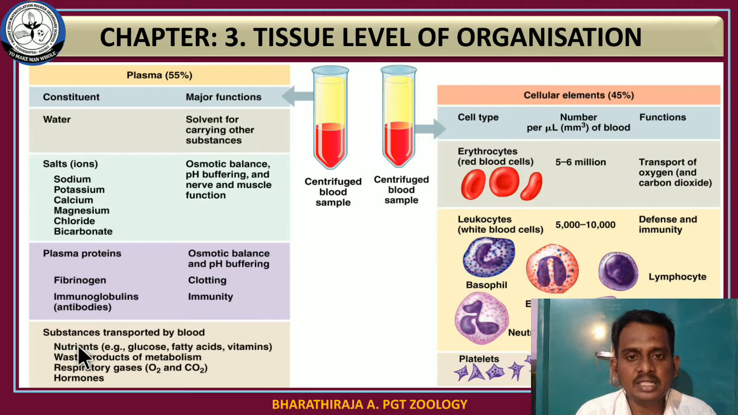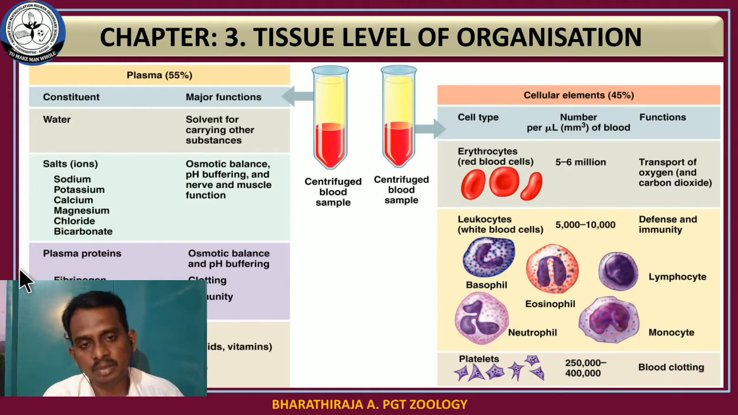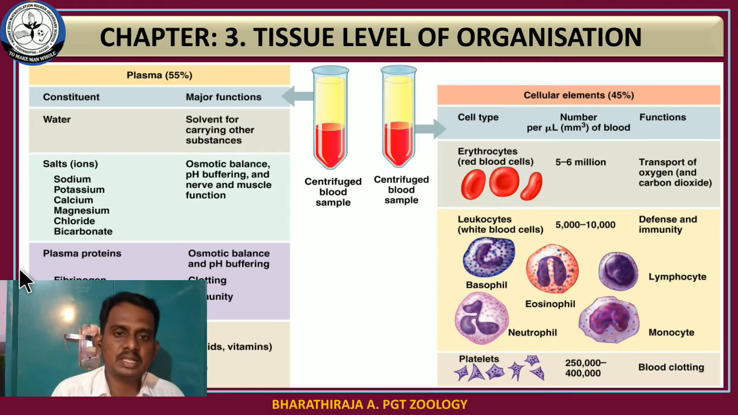Okay, and other substances transported by the blood: nutrients are also present here, such as glucose, fatty acids and vitamins, and gases also. What are the gases here? Oxygen and carbon dioxide are also present, and some hormones are also present in the blood plasma. So these are some major components of blood plasma. Okay, it may be a 3-mark question, but this part is not given in the textbook. We will discuss the detailed study about the plasma and cellular components of blood in chapter number 7.